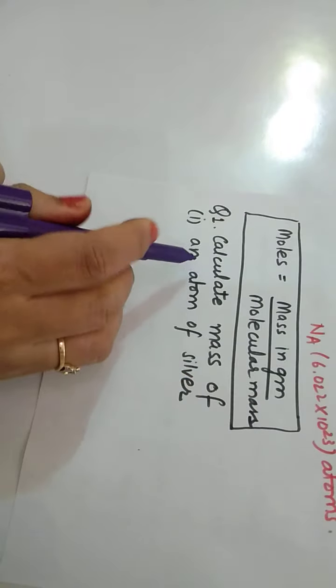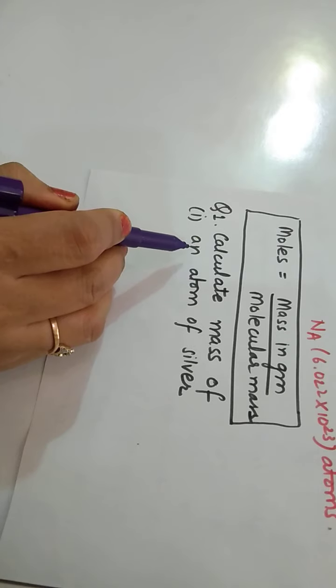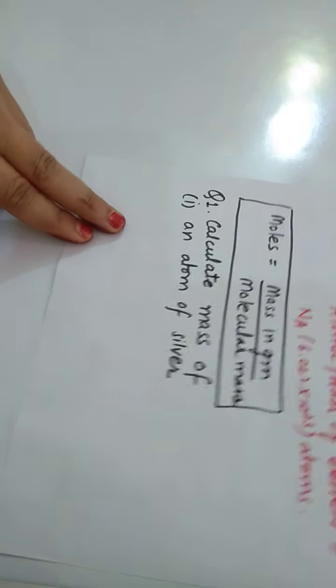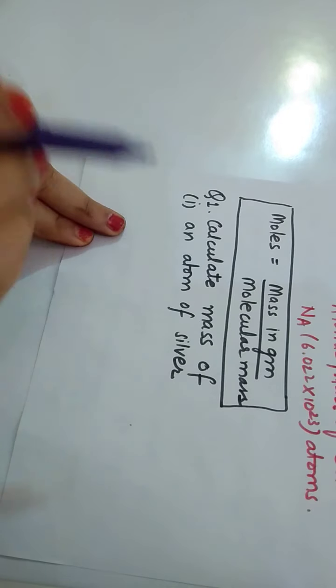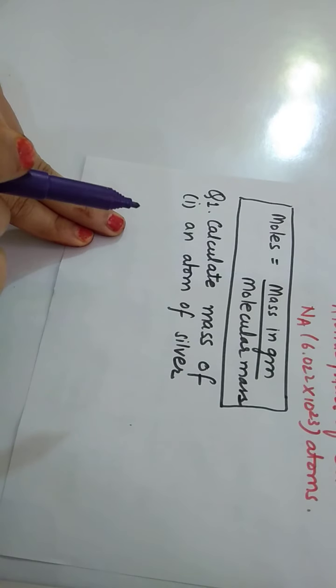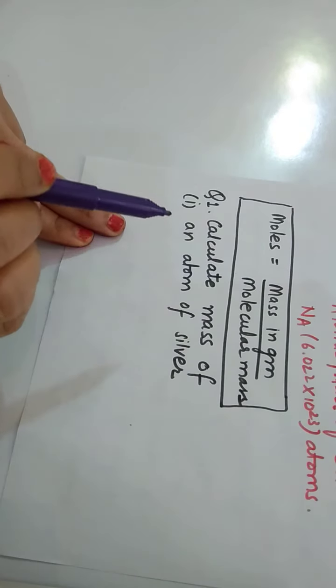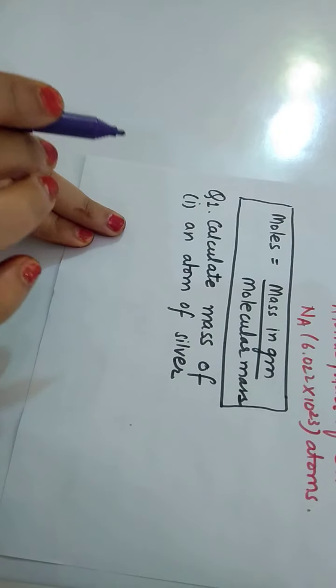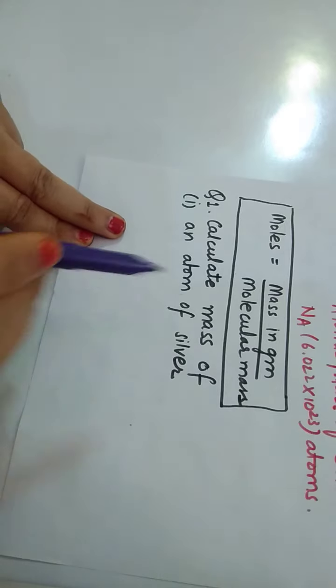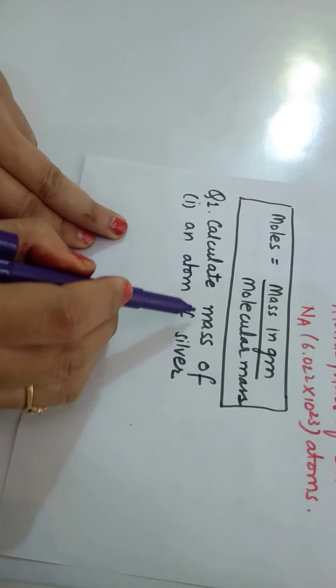So the first question is, calculate the mass of an atom of silver. Now children, you all should focus here. There is one technique, and based on that technique you will be easily solving any question which is coming from mole concept. So you just focus on what is given in the question.